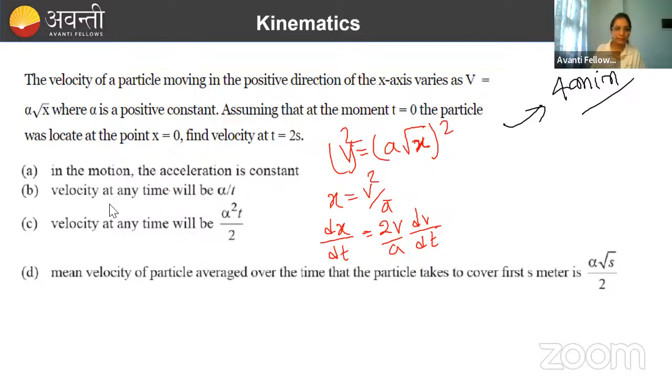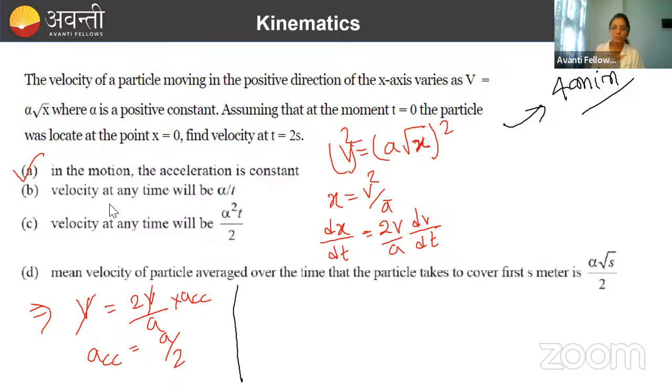So what value of velocity? Dx by dt will be equal to velocity now here. So just proceed here. So velocity will be equal to 2v by a, equal to acceleration. So velocity got cancelled. The acceleration value is how much? A by 2. So that is a constant. Acceleration will be constant. So that is true. Now let's check the other option.